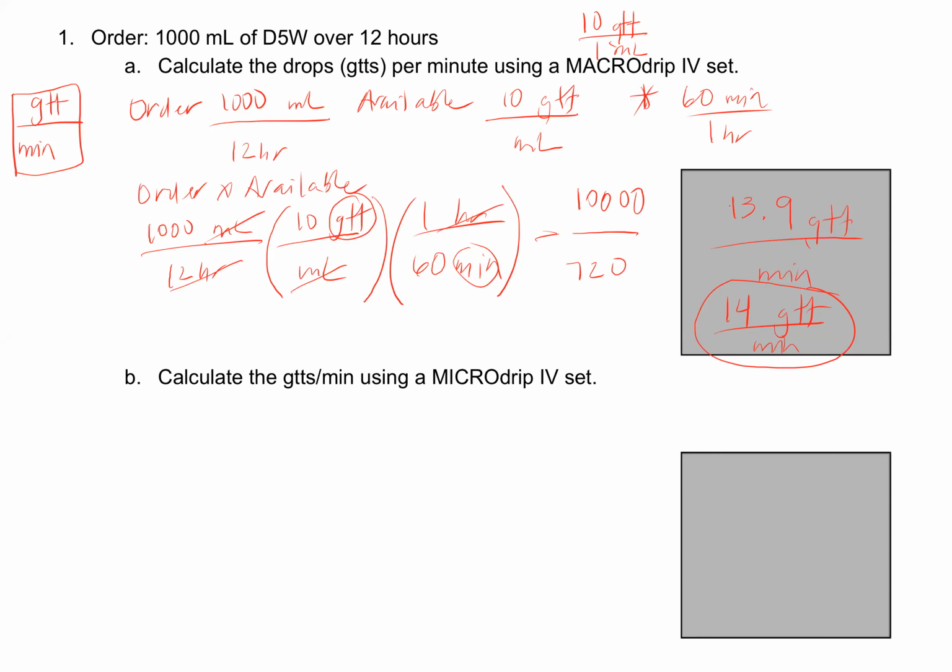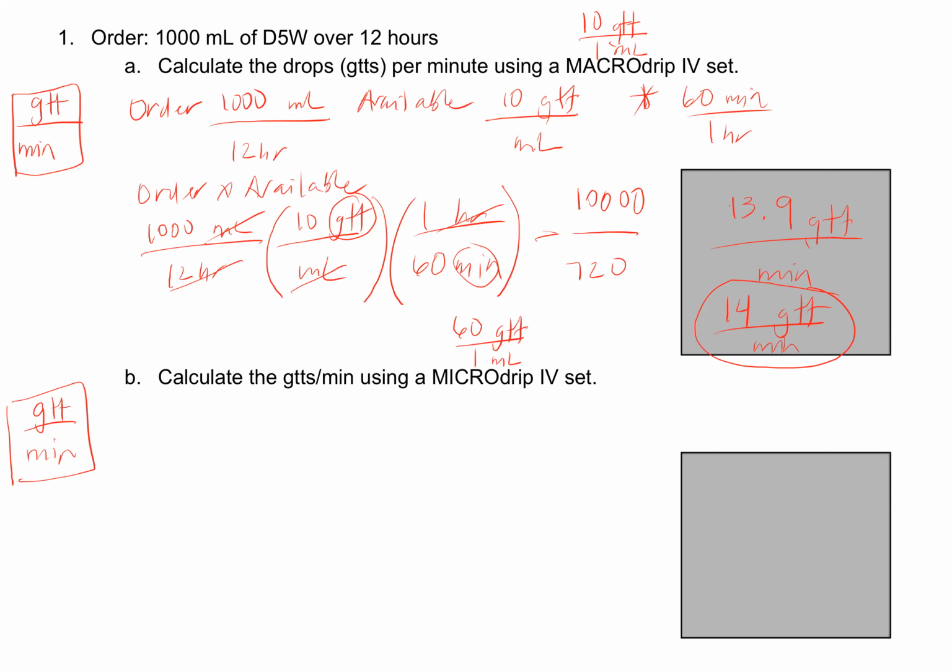1B, calculate the drops per minute using a micro drip IV set. So micro drip means that there's going to be more drops per ml. So the micro drip rate is going to be 60 drops per 1 ml. And the units that we want to end up with are drops per minute. So as you can see, it's going to be very similar as what we did in 1A, except our drip rate is going to be 60 drops per ml instead of 10 drops per ml.